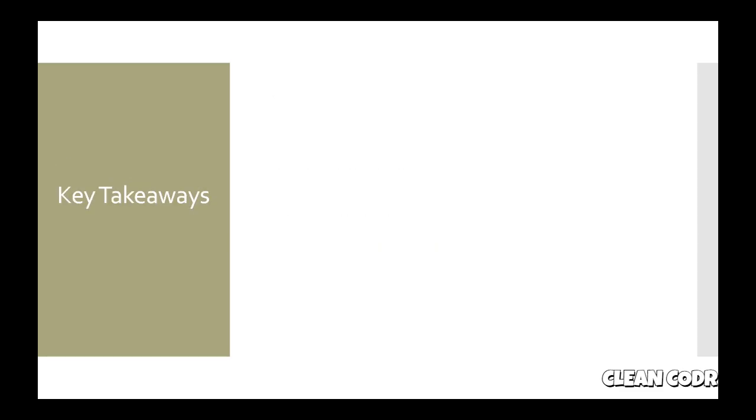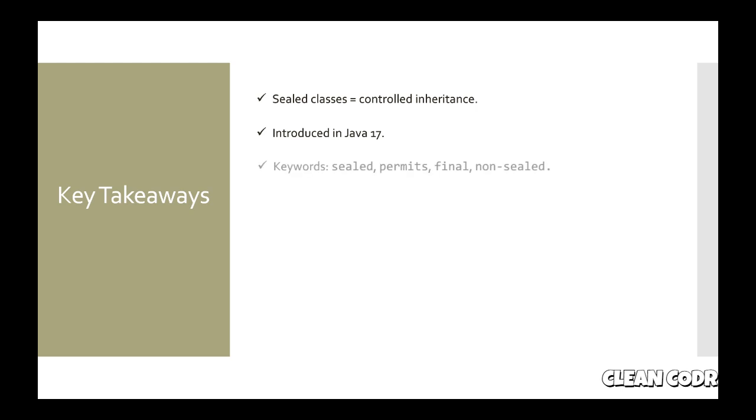Key takeaways: we talked about how sealed classes provide controlled inheritance. They were introduced in Java 17. The four important keywords that we need to remember are sealed, permits, final, and non-sealed. Most important, do try it in your new project. So what I'm going to do is switch to IntelliJ and show you by doing a quick practical. Just bear with me for a minute.